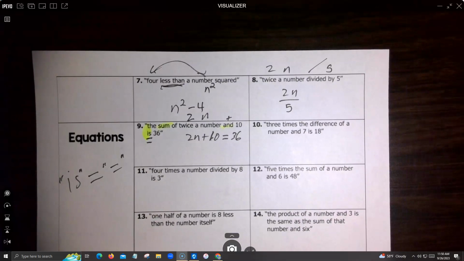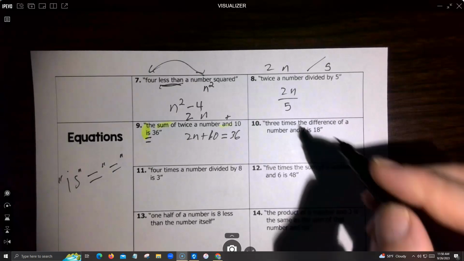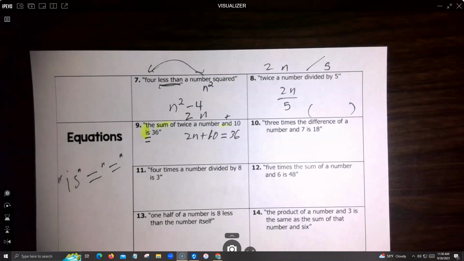3 times the difference of a number and 7 is 18. Okay, so this is a special case where we're using those parentheses. These are a parenthesis phrase.